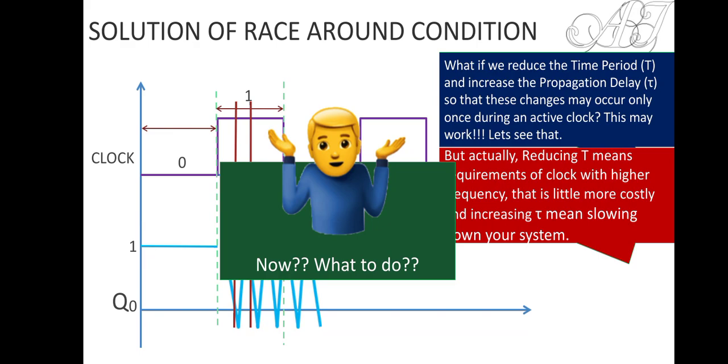So we have discussed few possible solutions of that race around condition, and one solution was to reduce the time period or to increase the propagation delay, but those two solutions were not that much appropriate or acceptable. So that is why I have told you that in next lecture we talk about another possible solution of the race around condition. Okay, so we'll talk about that solution in today's lecture.